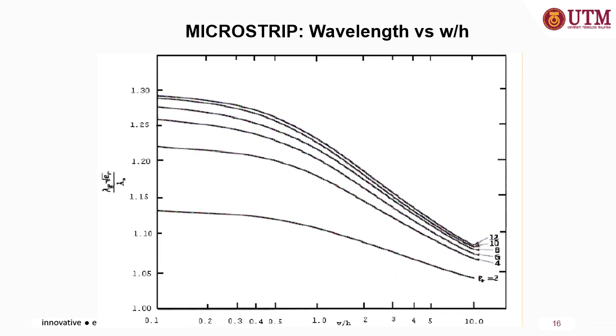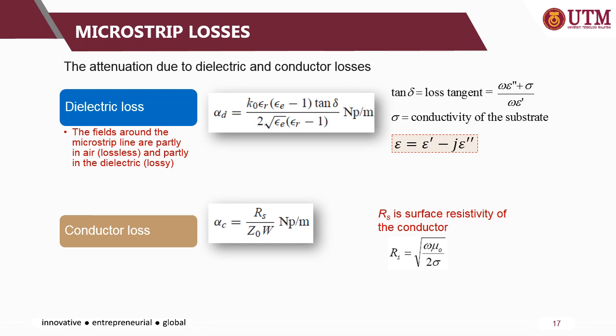Okay, same goes to this: you can estimate the wavelength, or you can estimate the W over H if you know the wavelength of the structure and you know the epsilon R of the structure as well. So the wavelength of the microstrip design is basically the relation between lambda G and lambda naught. Lambda G is the microstrip group wavelength, divided by lambda naught, the free space wavelength.